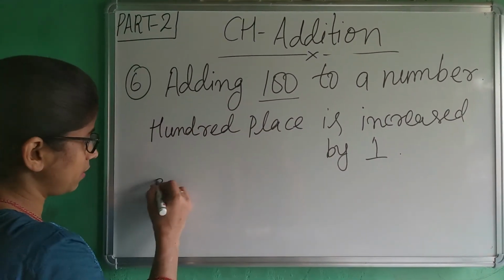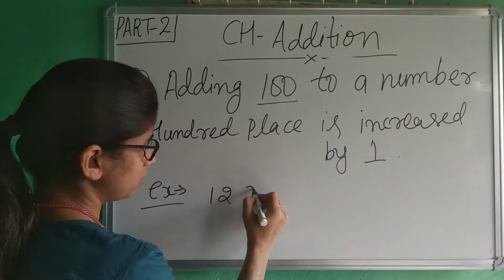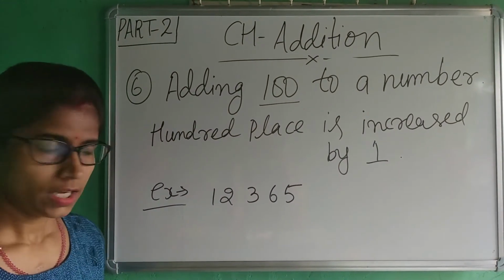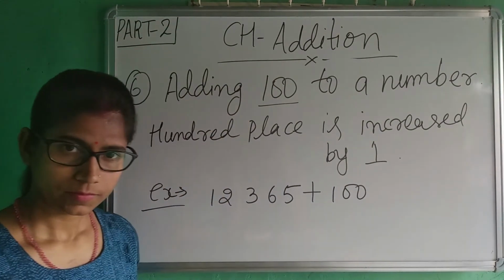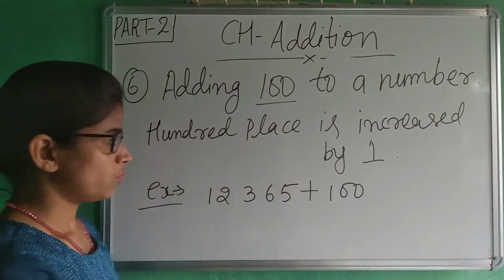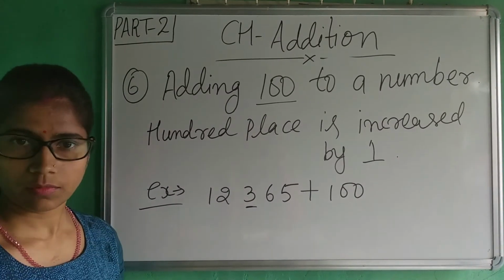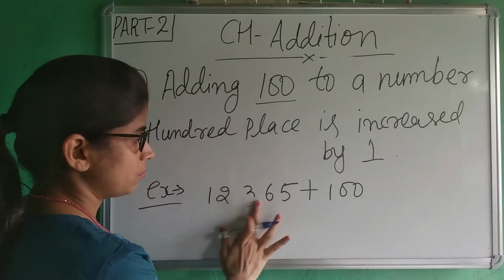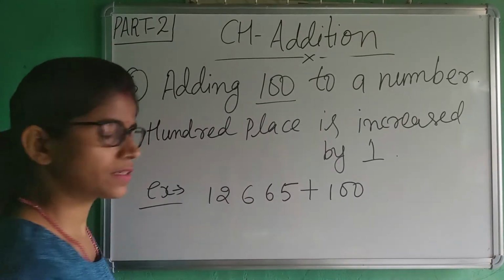Let's take one example. 12,365. Okay? And I am going to add 100 here. What will happen? According to the rule, your hundreds place will increase by 1. Where is your hundreds place in the number? 1s, 10s, 100. This is your hundreds place. Okay? So, you will think that every time ma'am is taking 3, 3, 3. So, let's take 6 here.